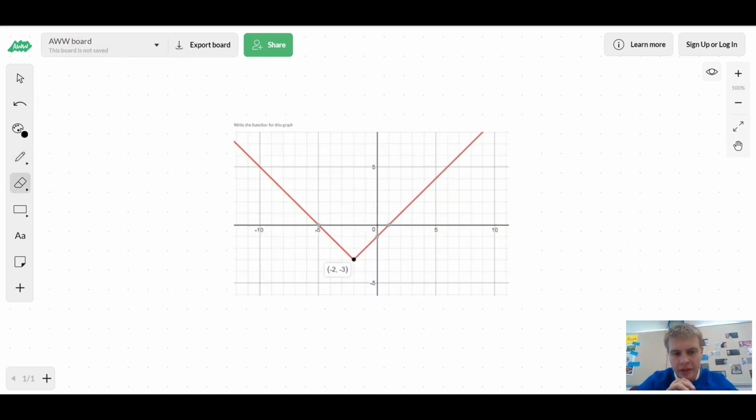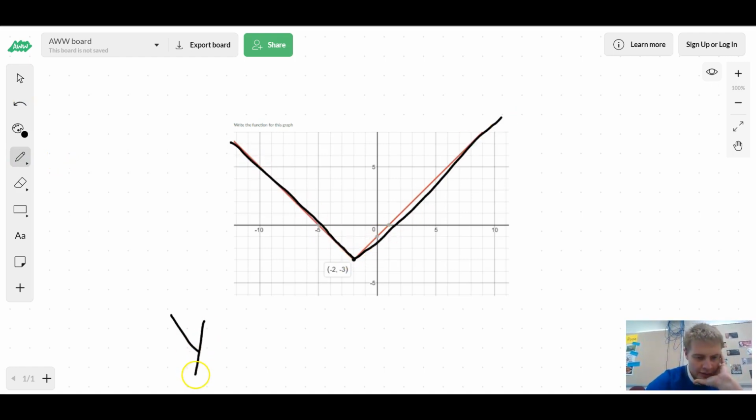Okay, they want to write a function for this graph. And so how you should look at this graph is you should go, oh, this makes a V shape. I know that this is an absolute value. And because you know it's a V shape, it should make an absolute value. So you should get y is equal to the absolute value, and we have an x over here.